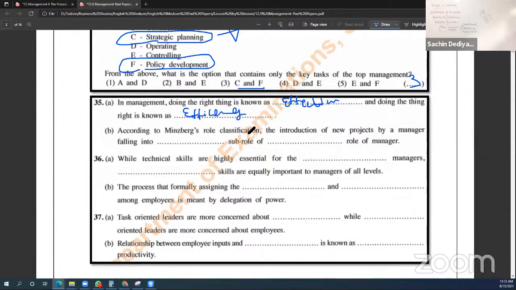Both of these need to be fulfilled, not just effectiveness or just efficiency. When you meet both, then only can we say you have achieved the objectives, right?